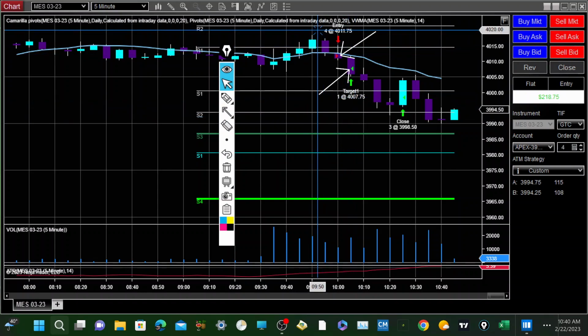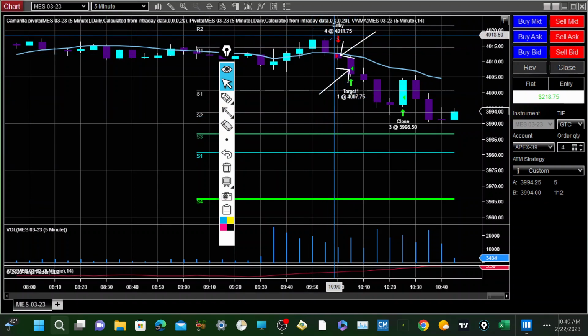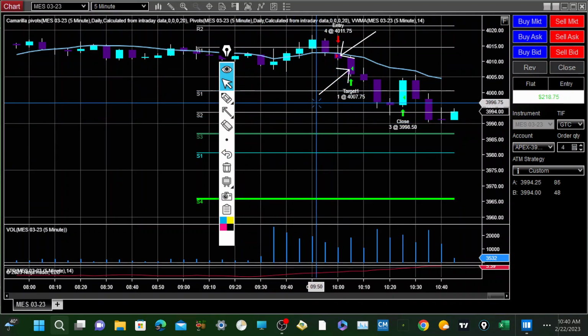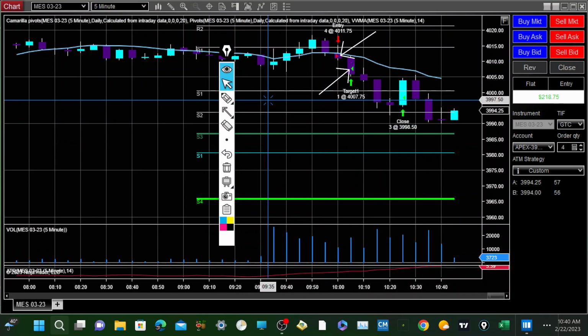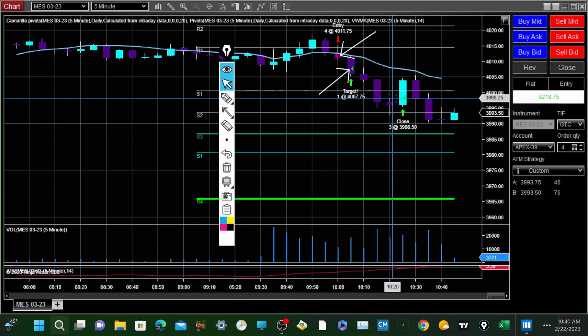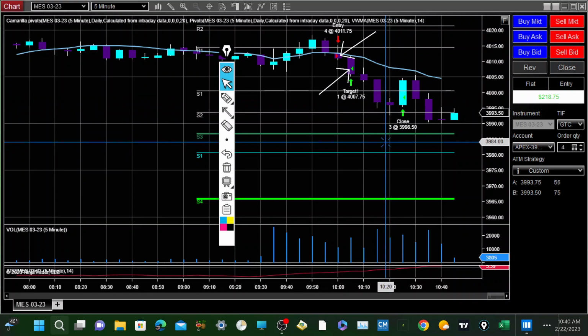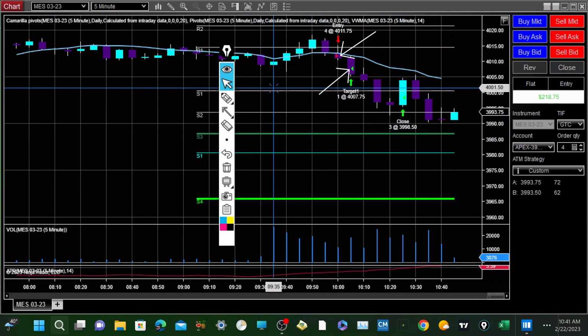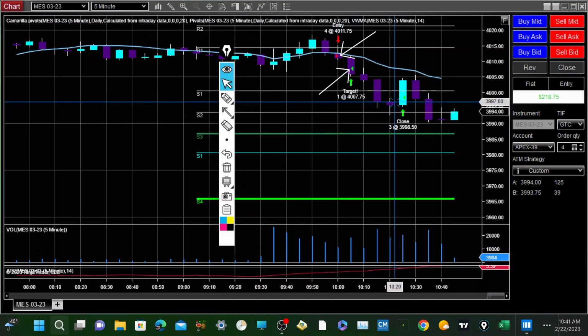4,007.75. So I went short at 4,011.75. Took the first partial here at 4,007.75 and closed all out here at 3,998.50. So that was a change in price action right there.